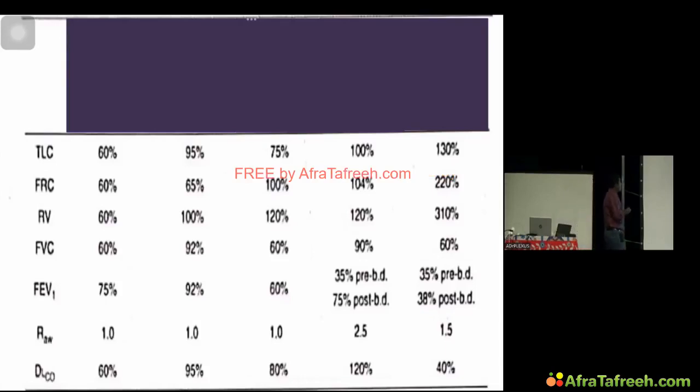So first scenario, TLC is 60%. What is the first step? Whenever you have any question, what is the first step? FEV1 by FVC ratio. FEV1 by FVC ratio is normal or increased. What is the second step? DLCO. DLCO is 60%. It should be a vascular pathology. Okay, vascular pathology. Next is RV. What is the significance of RV?